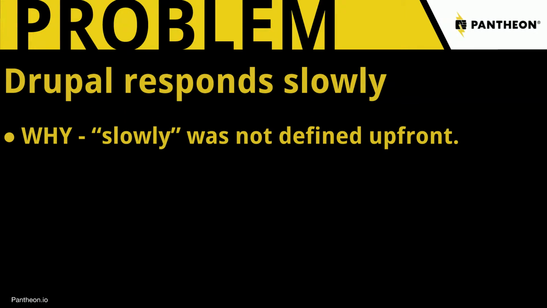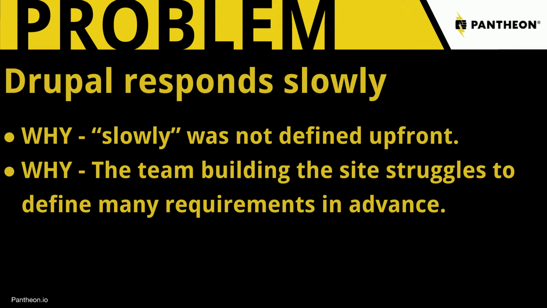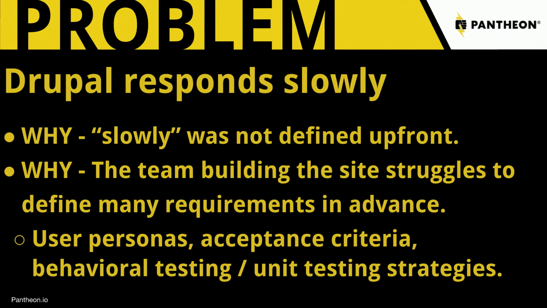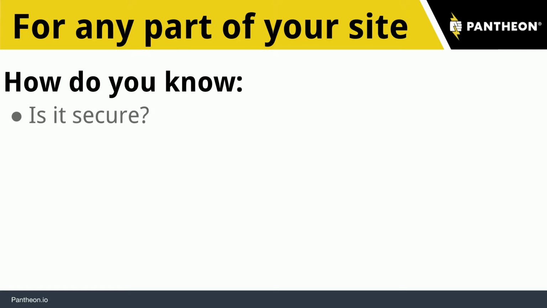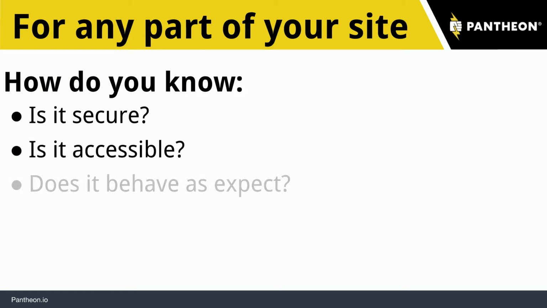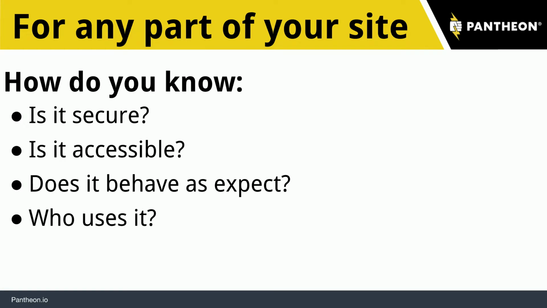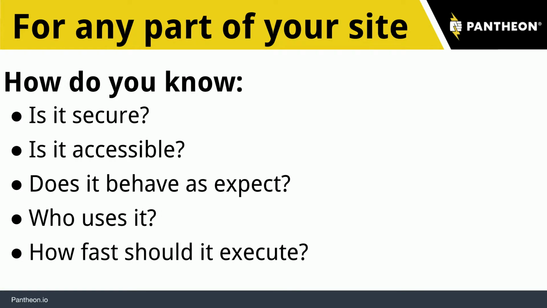So ultimately, I think the topic boils down to slow not being defined. Why is this site responding slowly? Well, because we never defined what slow means. If your team is struggling to define requirements across the board, you're going to have a hard time defining what performance means. Do you know what user personas are using your site? Do you know what the acceptance criteria are? Do you have strategies for testing all aspects of the site? How do you know if the site is secure? How do you know if it's accessible? How do you know if it behaves as expected? Who is using your website, and is it fast?